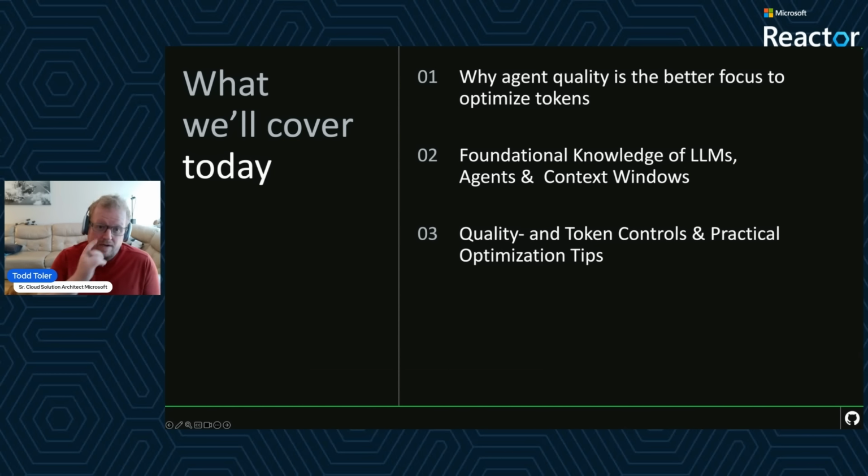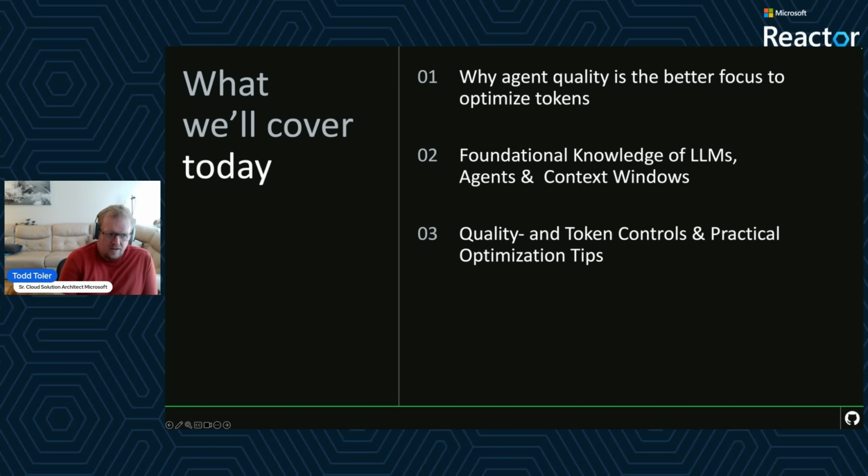There are 3 parts to this presentation. Part 1 is why agent quality is the better focus. We'll explore why optimizing for quality beats optimizing for cost alone, and how quality improvements can naturally reduce token spend. Part 2 is going to be a little bit of a foundation. We'll cover the fundamentals of large language models, agents, and context windows.